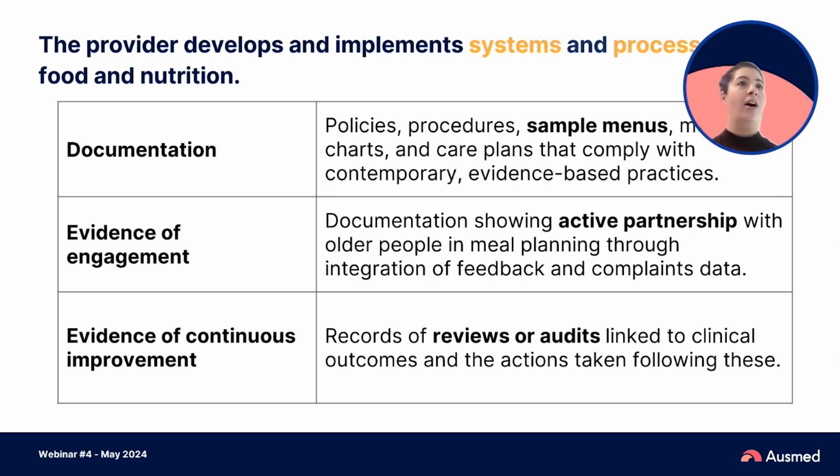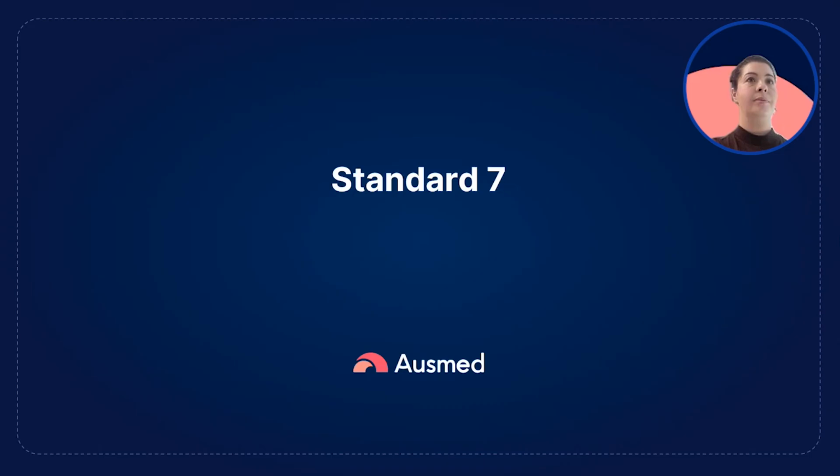So you can see what's highlighted. In terms of documentation, you might be asked to provide sample menus, charts. In terms of engagement, the Commission really wants to see active partnership with older people in menu planning, and of course, integrating feedback into that process. Putting that evidence of feedback or a complaint directly into a plan for continuous improvement will demonstrate that we're actively responding to that feedback and incorporating that into our service design.